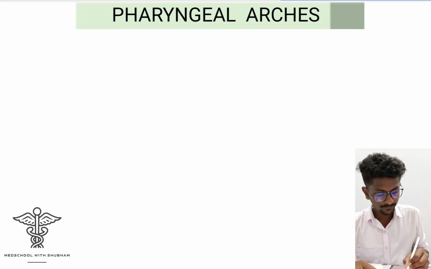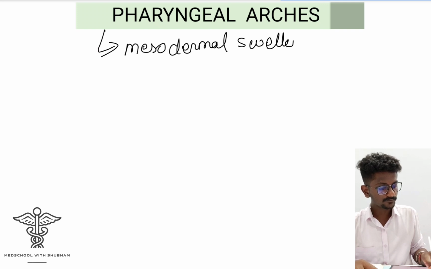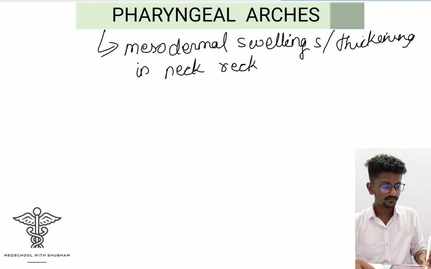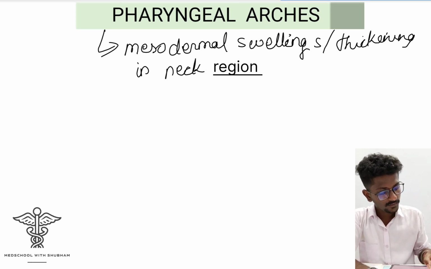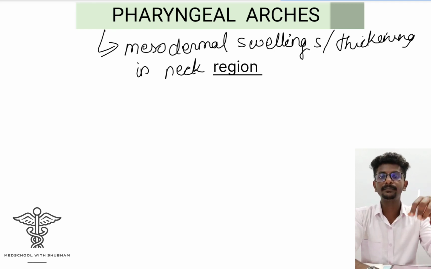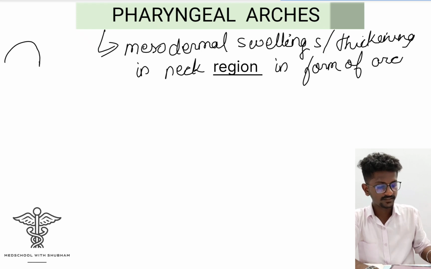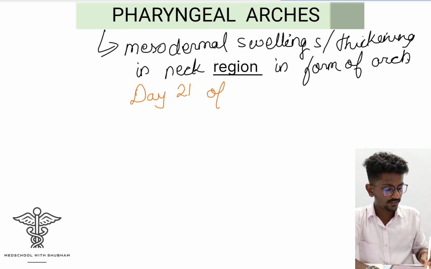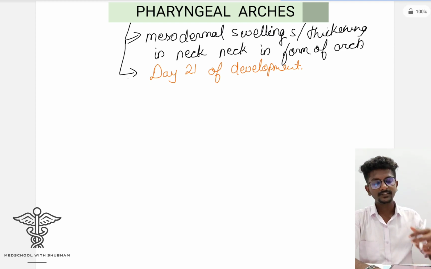So those mesodermal swellings, what are pharyngeal arches? Pharyngeal arches are mesodermal swellings or mesodermal thickenings in the neck region, appearing in the form of an arch shape. Arch means C shape. In the form of an arch, those are called pharyngeal arches. These pharyngeal arches appear on day 21 of development. Okay, so let's see some in the diagrammatic form.